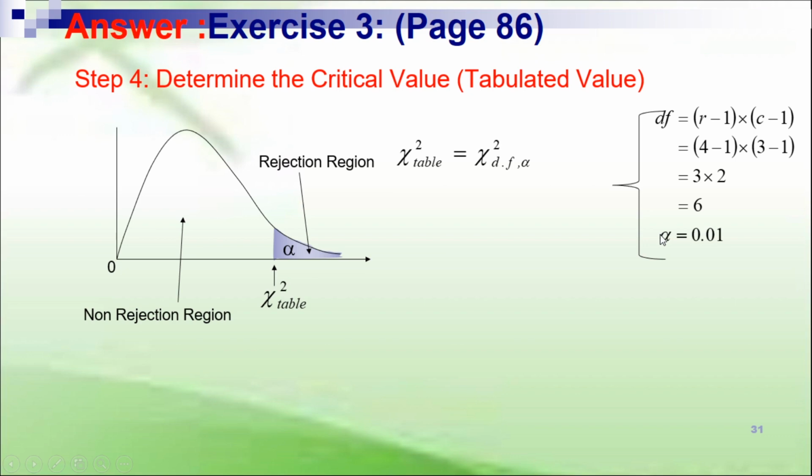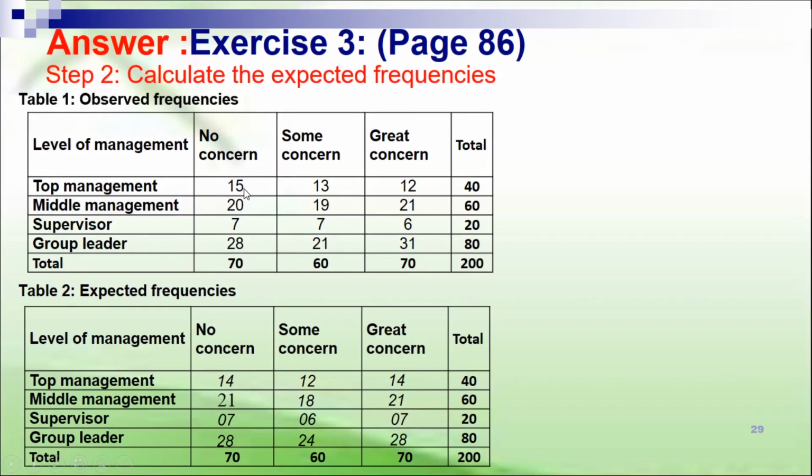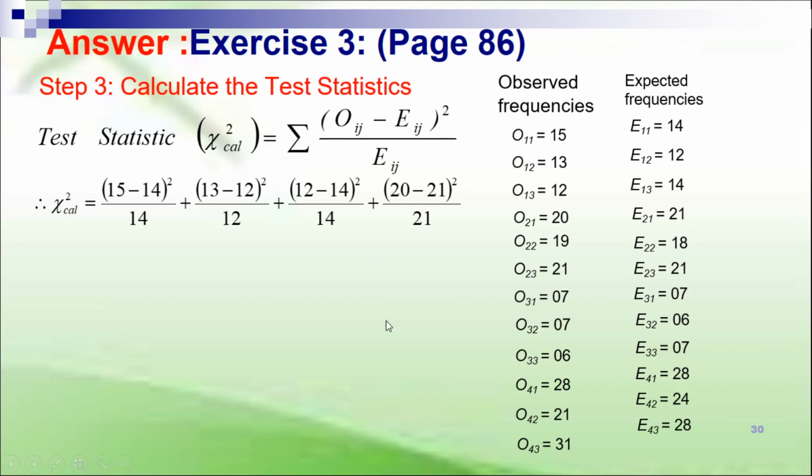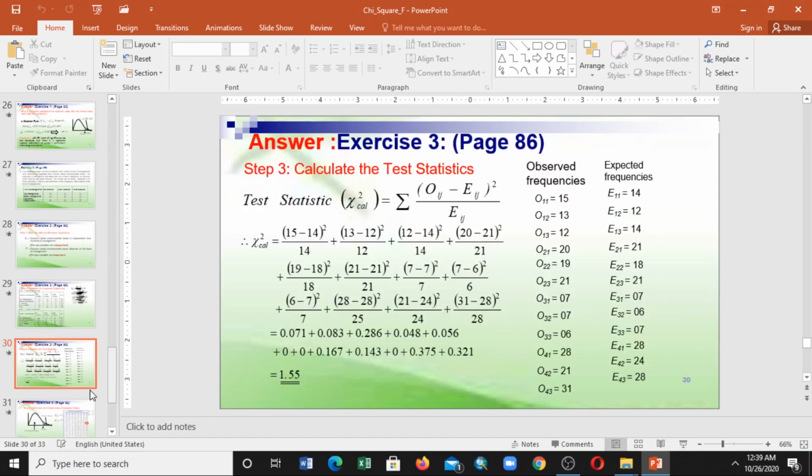That means the degrees of freedom lies in between 1 and 30. Therefore, the condition is 80% of the cells. Then see how many cells are in that example: 1, 2, 3, 4, 5, 6, 7, 8, 9, 10, 11, 12. Then 80% of the cells, multiply 12 by 0.8, 9.6, that means almost 10. For the 10 cells, the expected frequency should be greater than 5.